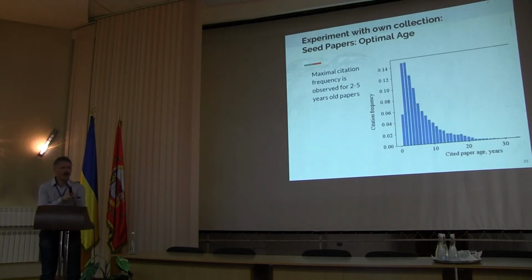Next, the optimal age of seed papers. We draw the number of citations by age, and we can see that the number of citations is maximal at about 2, 3, 4, 5 years.